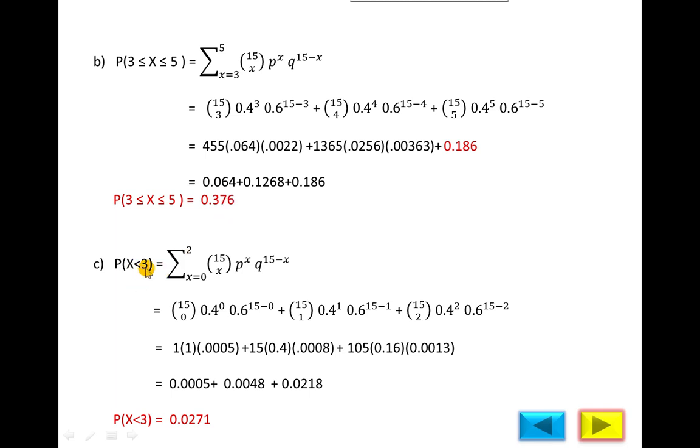Next part, less than 3. This is a discrete distribution. Patient is a discrete variable. Less than 3 means from 0 to 2. So we will substitute in the same formula the value of X from 0 to 2, first 0, then 1, then 2, and simplify using the formula of the combination, this term plus sign, this term plus sign, this term. You will obtain 0.0271. So the probability of less than 3 patients surviving is 0.0271. Okay.